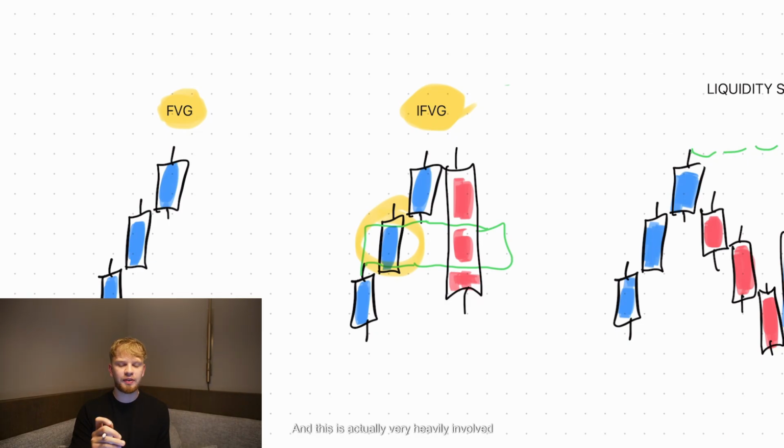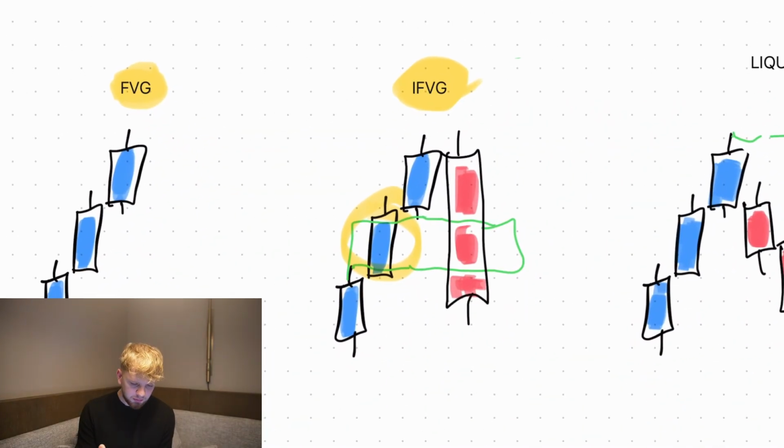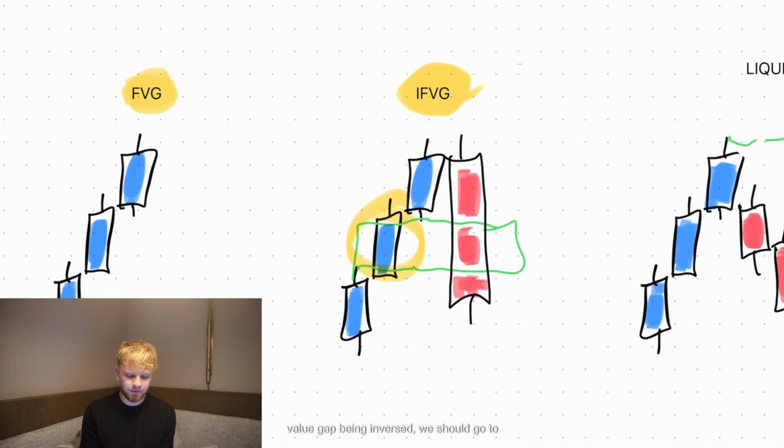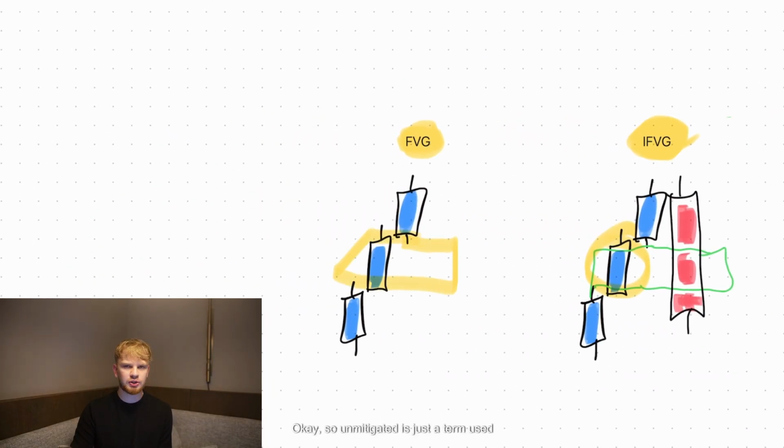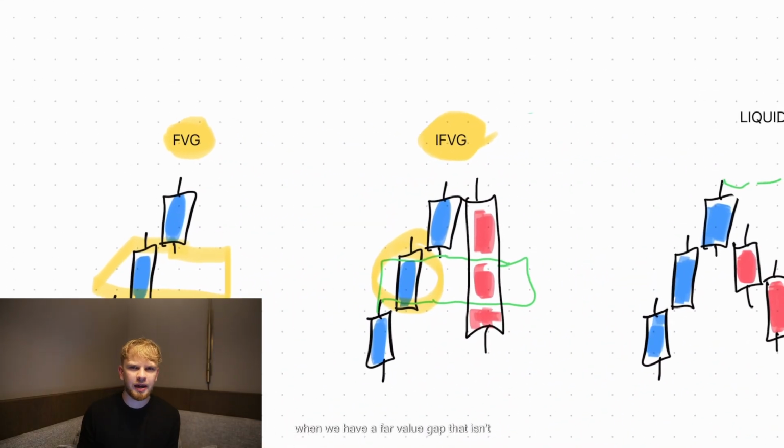And this is actually very heavily involved with the strategy that I use. A lot of the time when you see a fair value gap being inversed, we should go to either liquidity or an unmitigated fair value gap. An unmitigated fair value gap is simply a fair value gap like this that just hasn't been tapped into yet. Unmitigated is just a term used when a fair value gap isn't tapped into yet.